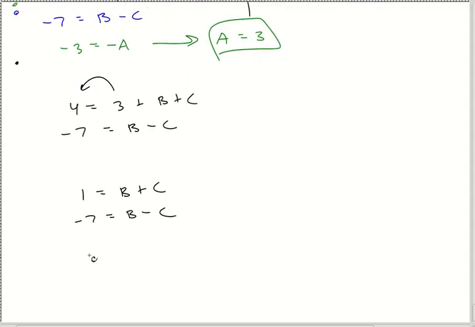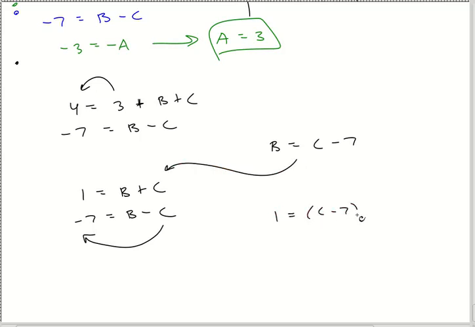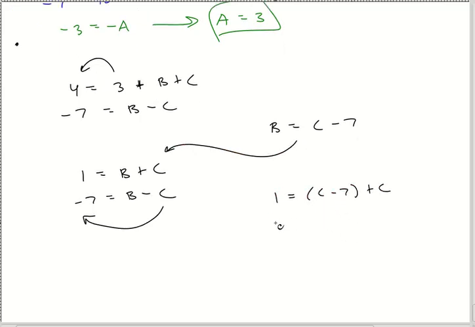So we have this set up now, and I need to solve. I want to solve for b right here. You can do whatever you like, but that keeps my c positive, and, well, I like that. And so I'm going to take that and plug it into the top. 1 is equal to c minus 7 plus c. You don't need the parentheses. You got 2c minus 7.